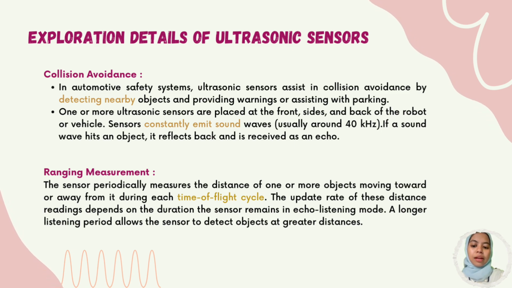Next, number 2 is ranging measurement. The sensor periodically measures the distance of one or more objects moving toward or away from it during each time of flight cycle. The update rate of these distance readings depends on the duration the sensor remains in echo listening mode. A longer listening period allows the sensor to detect objects at greater distance.